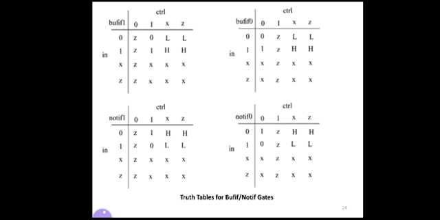Similar to this one, the NOT gate. For notif1, if the control input is high, then only the output is complemented. Otherwise, the output is high impedance, and the other part of the output is similar to the previous cases, that is the complement value. And similarly for notif0, if the control input is 0, then only the output is asserted. Otherwise, if the control input is 1, the output is high impedance.